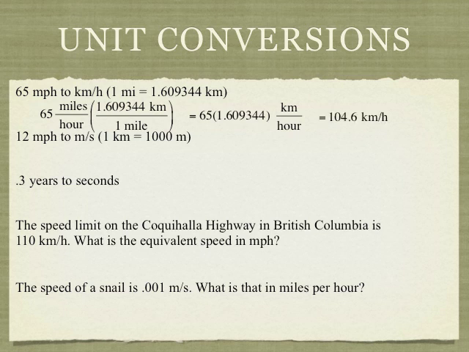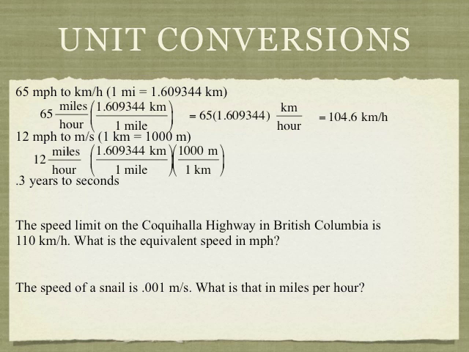Okay, let's do one a little more involved. This looks really impressive, but it's actually easy. Just watch. We have 12 miles per hour, and I want to end up with meters per second. So I'm going to say, okay, I know how to turn it into kilometers. I've already done that. Now 1 kilometer is the same as 1,000 meters. Notice my kilometers was on top in the first set of parentheses. That turned it into kilometers. Now I want to turn it out of kilometers and into meters, so my kilometer is on the bottom.